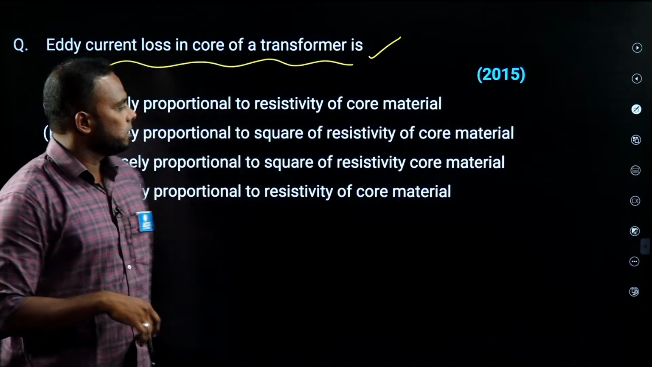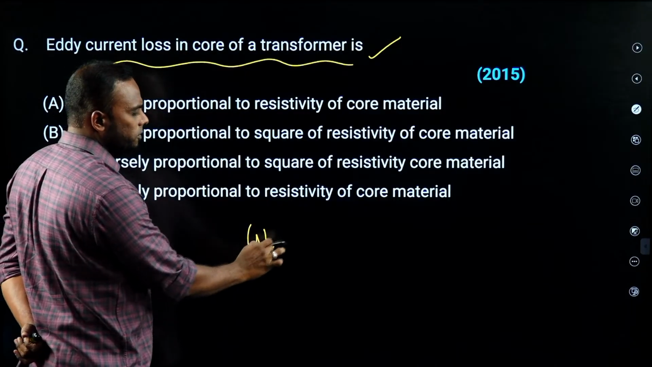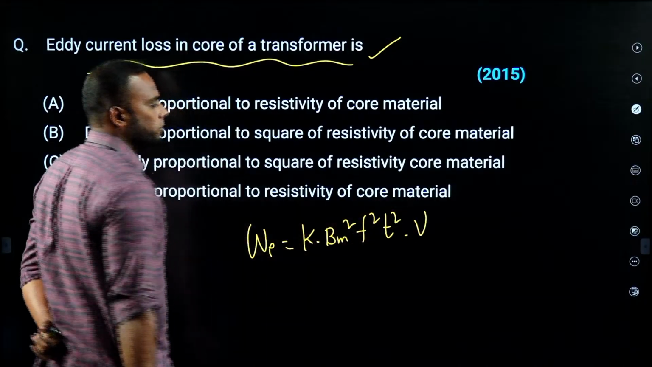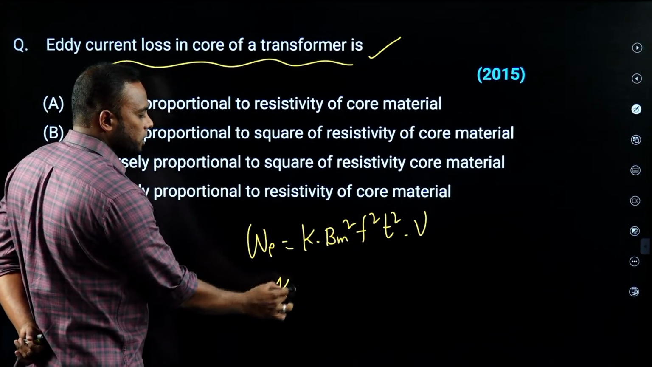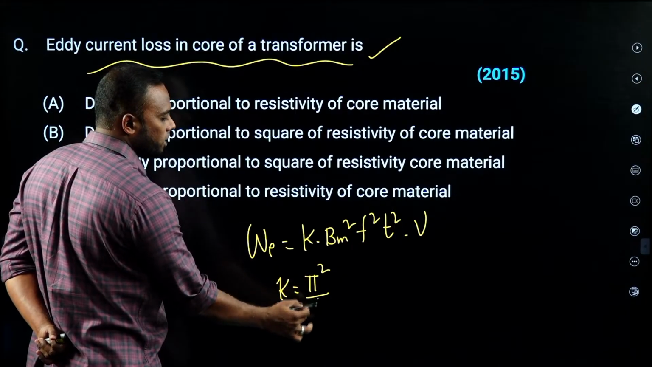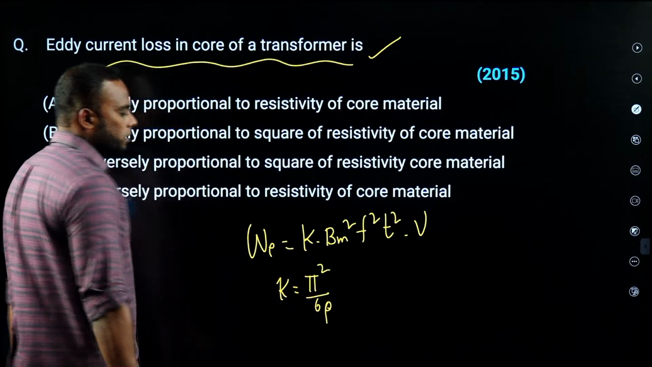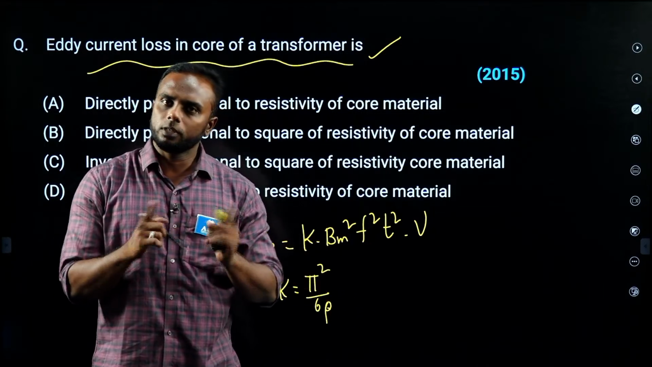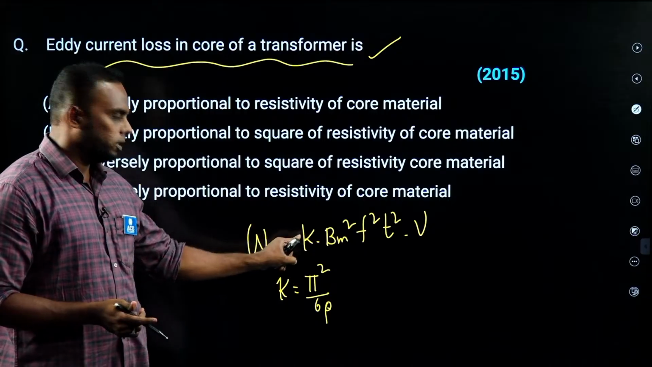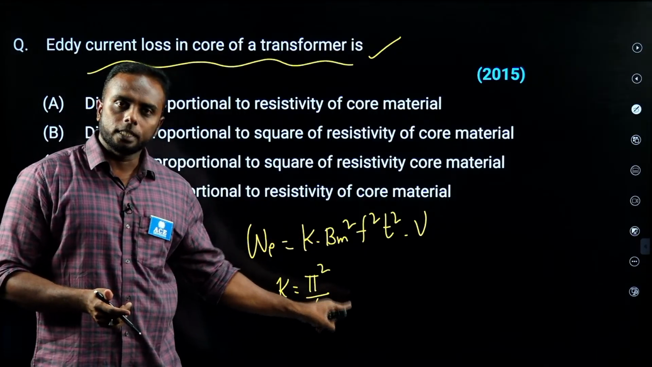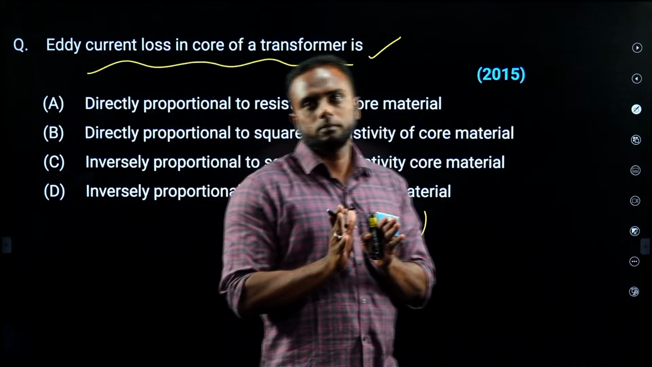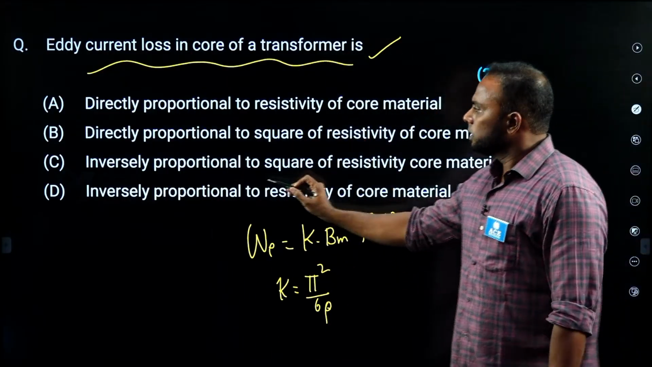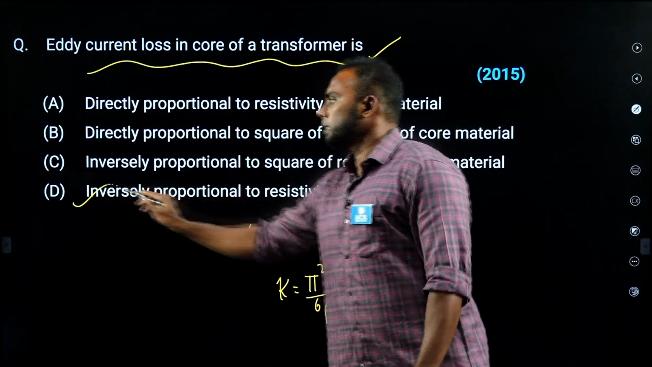If you remember the eddy current loss equation, it is K Bm square f square t square into V, volume. Here K is a constant which depends on the type of material, pi square by 6 into rho. So K depends on the resistivity or conductivity of the material. Resistivity and conductivity are inversely related, no? Then if you substitute here, the eddy current loss is inversely proportional to resistivity of the material. If they ask conductivity, eddy current loss is proportional to conductivity but inversely proportional to resistivity. So inversely proportional to resistivity, option D is correct.